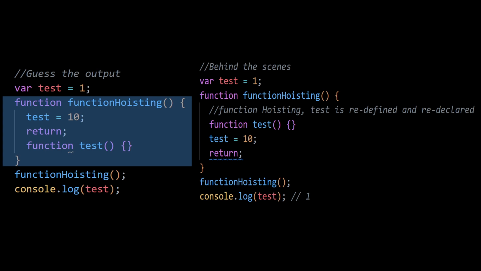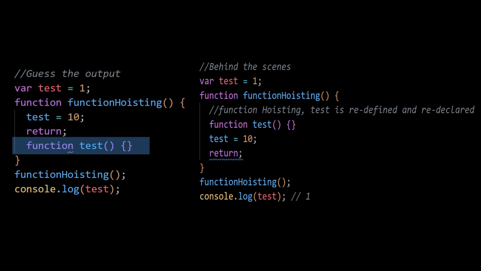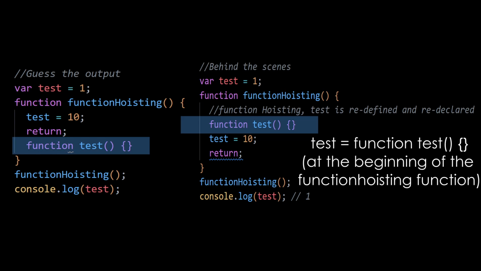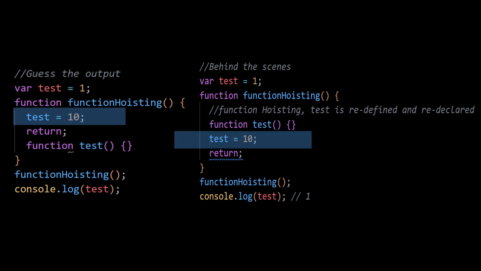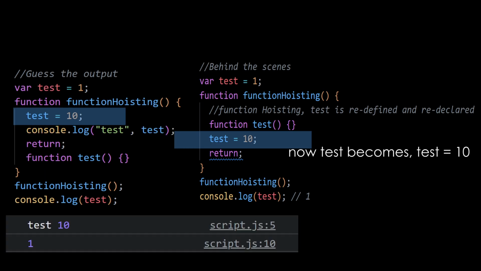Inside this function, you have a function declaration named test. Since function declarations are hoisted to the top of their containing function or global scope, this declaration is hoisted within the hoisting function. And so within the hoisting function, the variable test is this test function. But then we have test equals 10 as well. So now the test variable within the hoisting function becomes 10 if we console log test here.